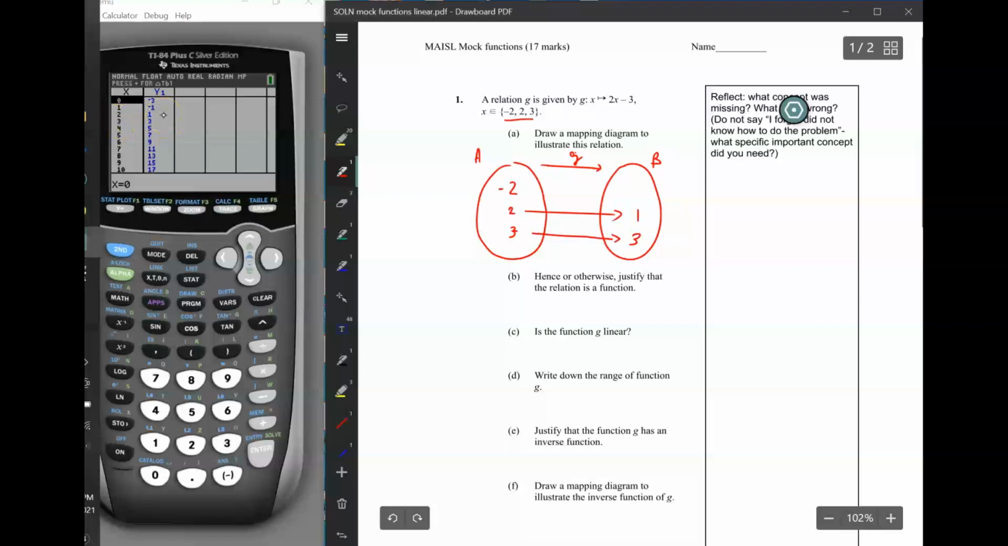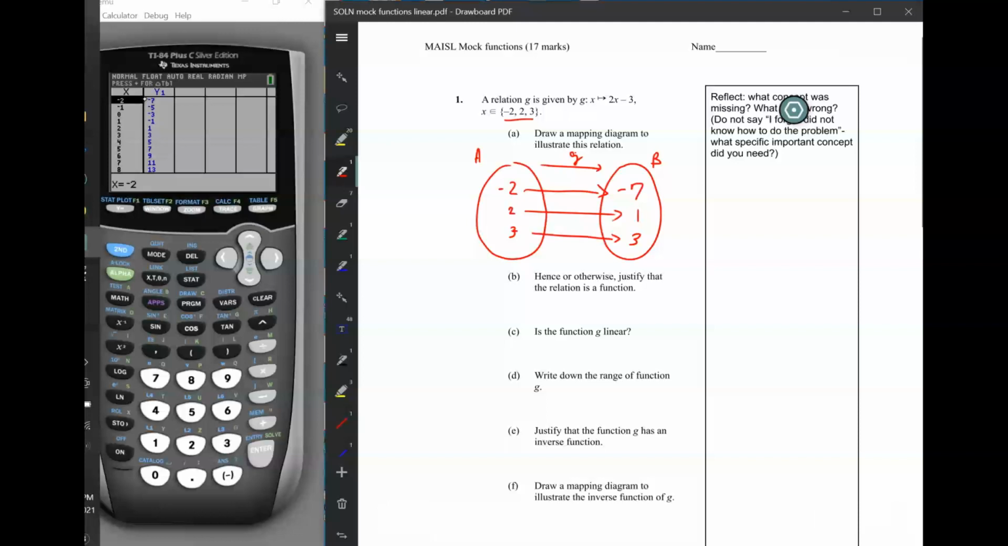I just need to find out what -2 maps to. I can figure it out by pressing the up arrow twice, and then I can see that -2 maps to -7. So I'm done with my mapping here, okay? And let's go to the next one.